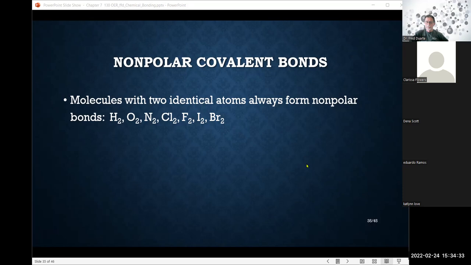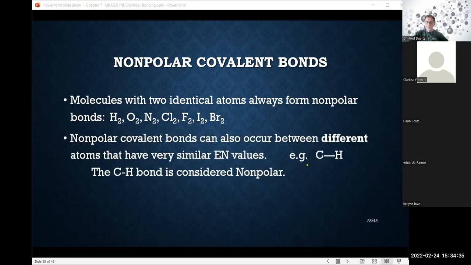So all the diatomics are nonpolar. And as I explained earlier, even the carbon-hydrogen bond is essentially a nonpolar bond, simply because the electronegativity of carbon and the electronegativity of hydrogen are essentially the same. So the net is basically zero, and the carbon-hydrogen bond is considered a nonpolar bond.